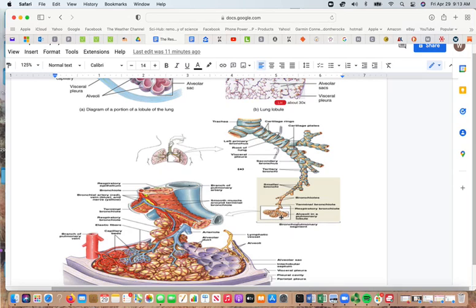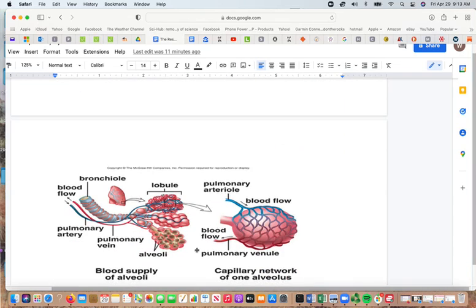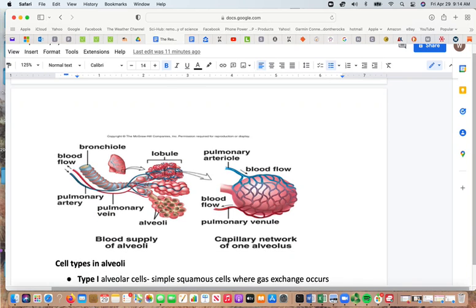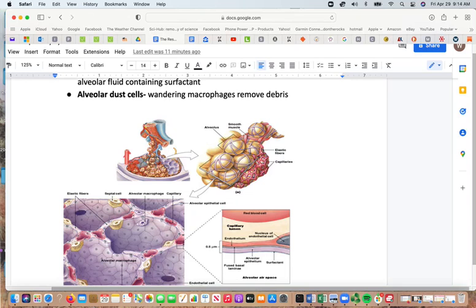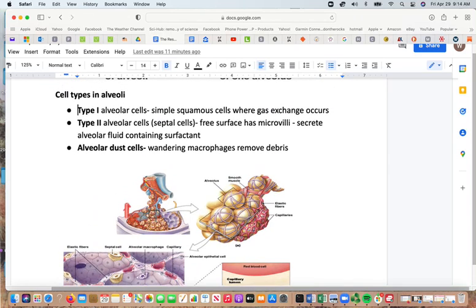And here you can see where these are located, one that is in different colors. And again, you've got the lobule here, the alveoli. And this is showing the capillary network that's going to cover an alveolus. So we have different cell types in there.